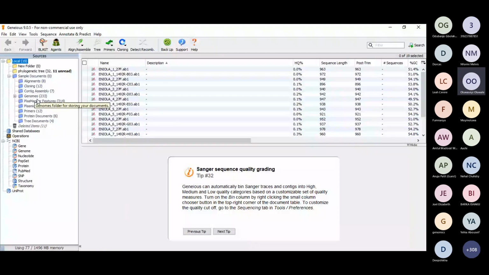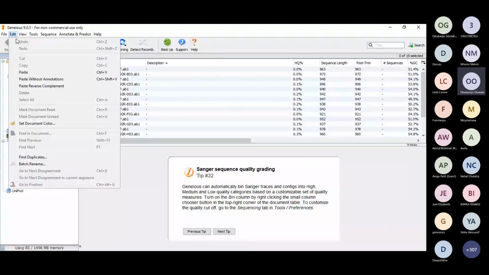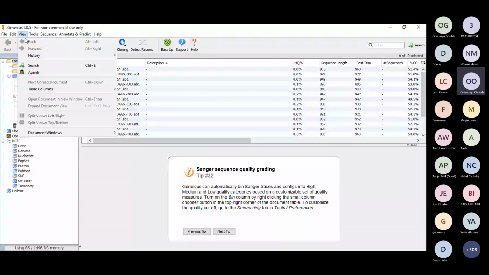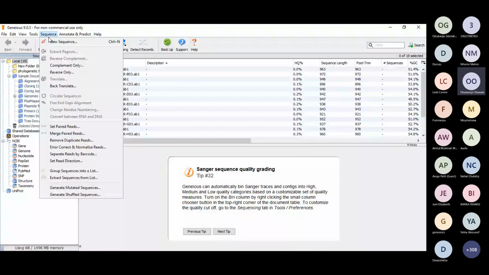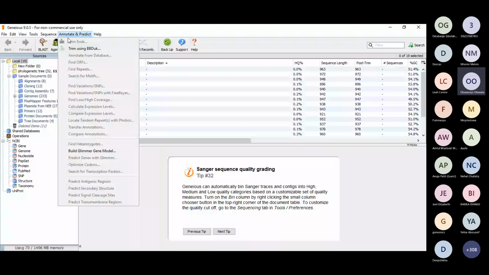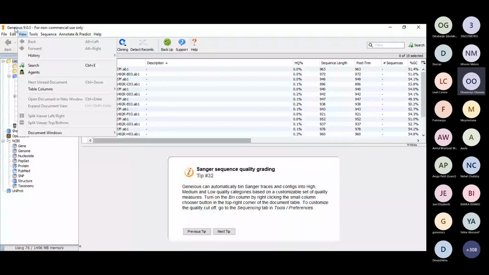From here you have edit, which lets you edit some documents and copy things. Then here we have the view, and here we have the tools, which you can use for different kinds of bioinformatics analysis. Then here we have the sequence option, where you can work on sequences, and do certain annotation and predictions as well. Don't forget, this is Genius software version 9.0.5, in case you also want to download it from Google.